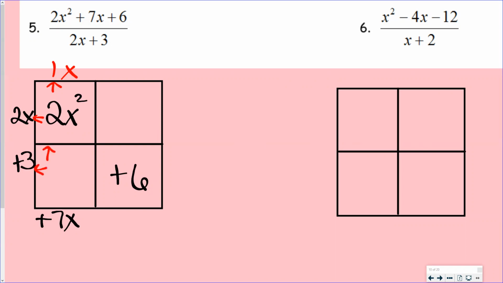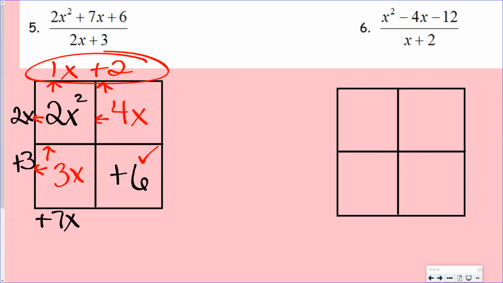My next box uses what's on the left and on top. 3 times 1x is 3x. Well, if I have 3x here and I need 7x, how much more do I need? I need 4x. If I have a 4x here, go to the left. I currently have 2x. The question is, what do I put on top? Well, what times 2 equals 4? 2. Do I need another x? No. Now I have to check to make sure that last part is right to give me what's in my last box. 2 times 3, is that 6? It is. So x plus 2, or 1x plus 2, is your final answer.